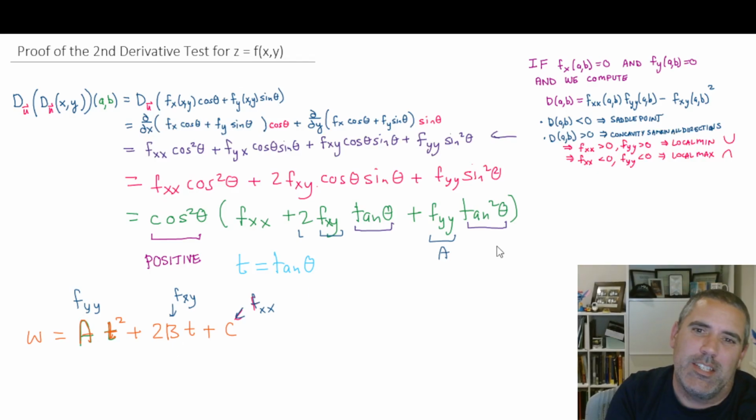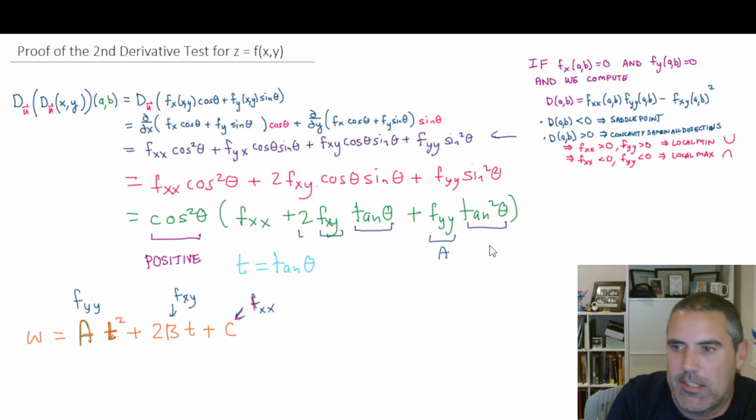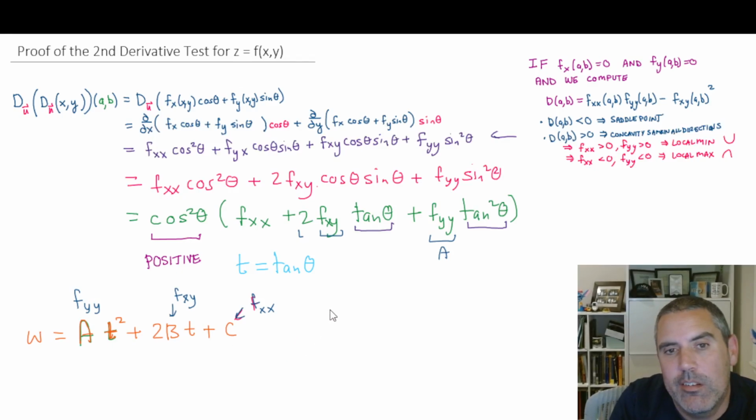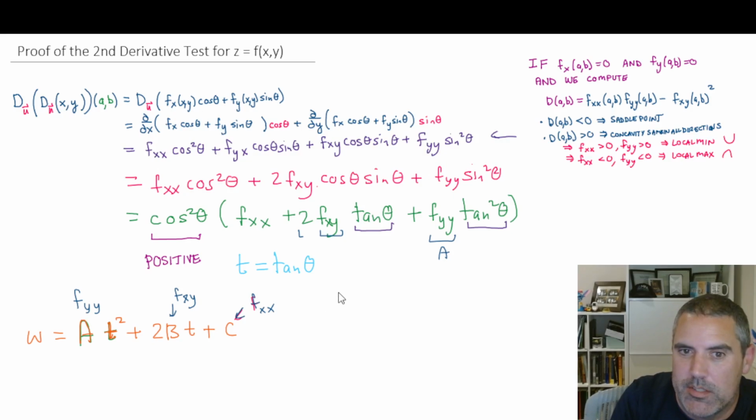Now, a nice thing about tangent is tangent actually takes on all the values. So t could be anything from negative infinity to infinity. If you graph tangent, it goes up. I'll mention maybe briefly at the end why that matters. Okay, if you're analyzing a parabola and you want to know, is it always positive? Is it always negative? Or does it change?